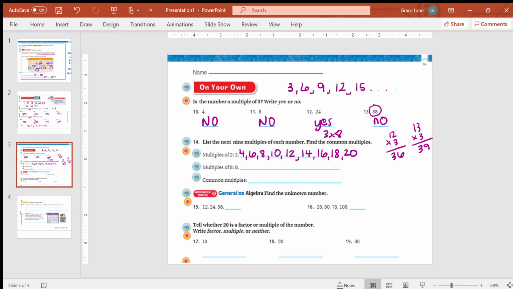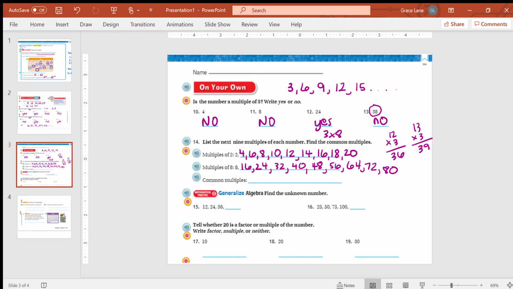Okay, now do the multiples of 8. So count by 8. Now it starts at 8. 8 times 2 is 16. 8 times 3, 24. 32. 40. 6 times 8, 48. 7 times 8, 56. 8 times 8, 64. I'm running out of room. 72. And the last one would be 80.